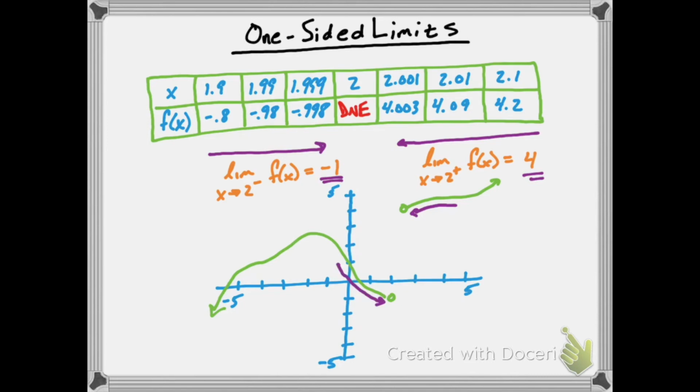Notice the function can do anything else outside of the area surrounding x equals 2, so I could have drawn the other green parts of this function going anywhere that I wanted.